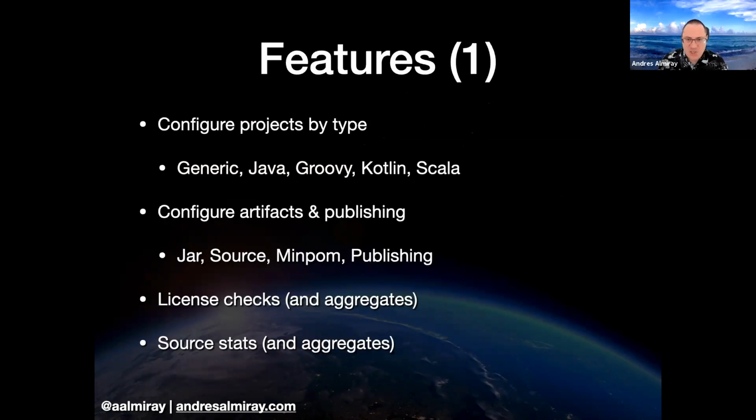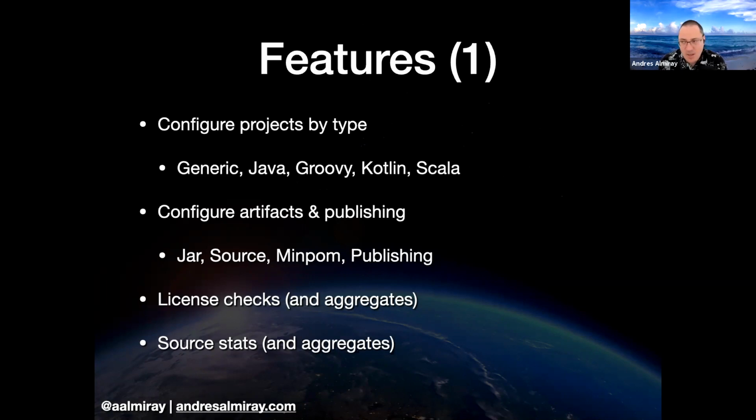So here I have a list of some of the features that this thing gives you. So you can configure projects by type. So you can configure a generic project, or you can explicitly configure Java, Groovy, Kotlin, or Scala projects. So this will add additional features on top of these languages. You can configure artifacts and publishing, so that will configure the jar plugin for adding or enriching the manifest with additional properties, generating the source jar, generating Javadoc jar, generating an additional POM file that gets injected into the jar, and of course, everything that needs to be done with publishing if you want to publish to a Maven compatible repository.